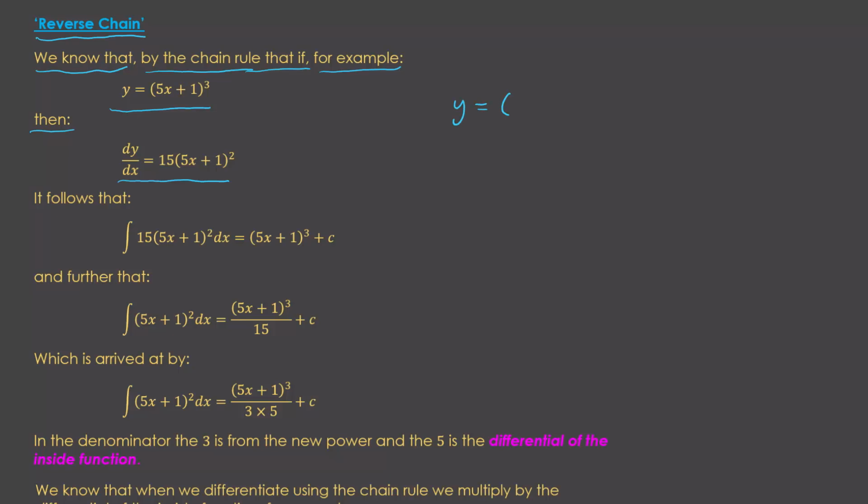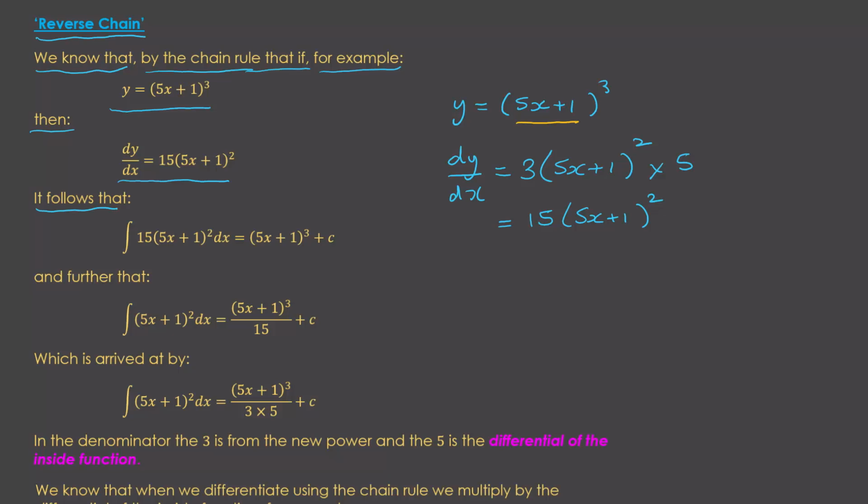So we had y is 5x plus 1 cubed. We differentiate the outside function, which is the cube. So we have 3 (5x plus 1) squared. But then we have to multiply by the differential of the inside function. So we multiply by 5. And that's how we get the 15 (5x plus 1) squared.